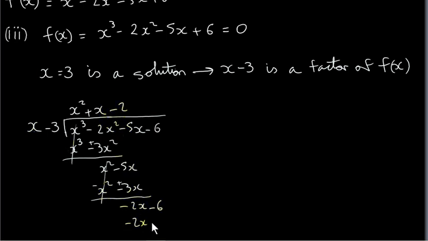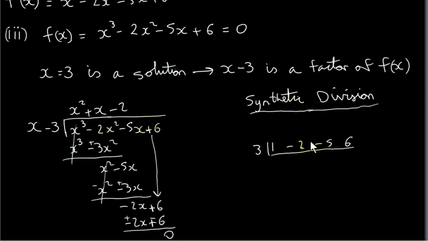Multiplying, we get -2x - 6. That's multiplying -2 by all of this. This is a plus 6. So we get -2x plus 6 here. We take the plus 6 down. Then we divide x into -2x to get -2. -2 by x gives back -2x. -2 by -3 gives plus 6. When we do the subtraction here, we get 0. We get a remainder of 0 as expected, because x - 3 is a factor of this cubic.